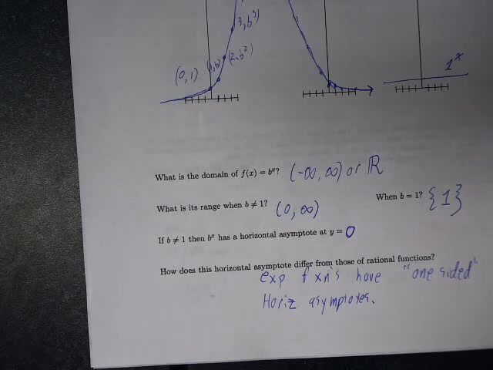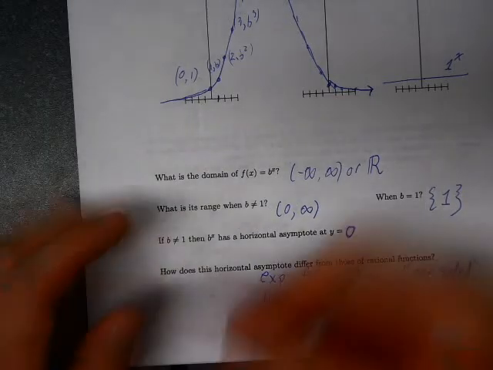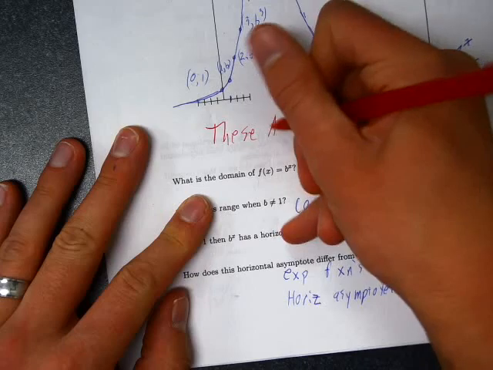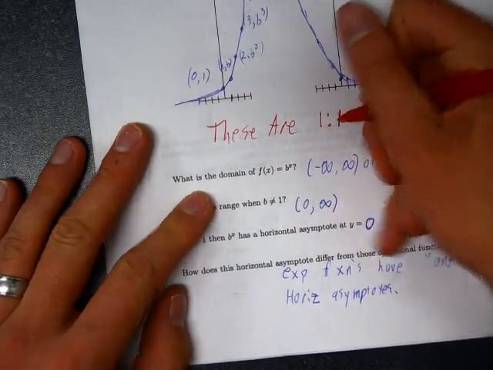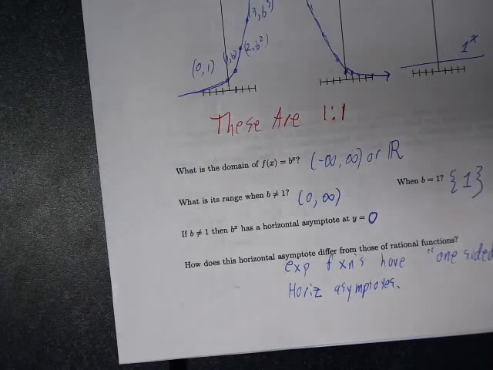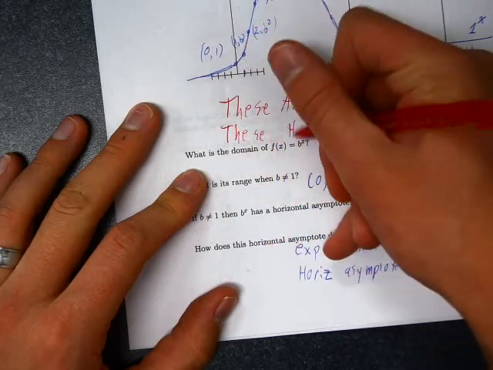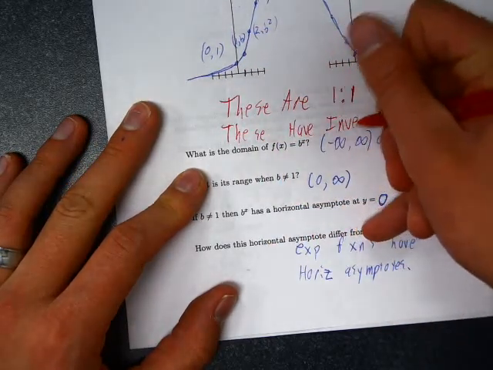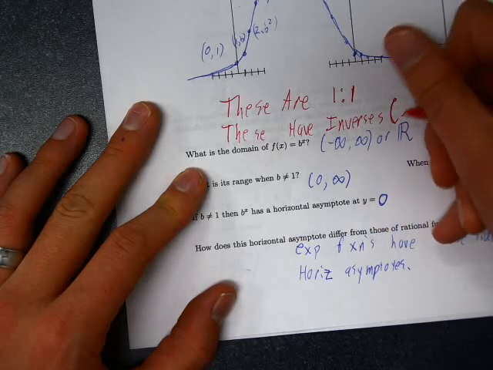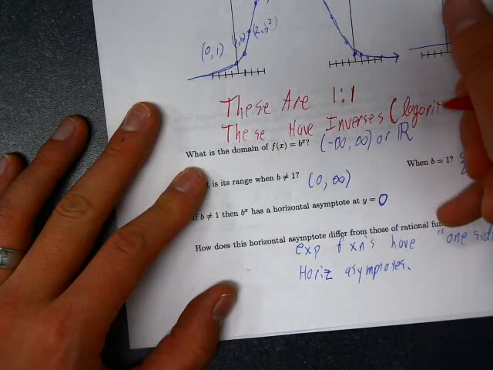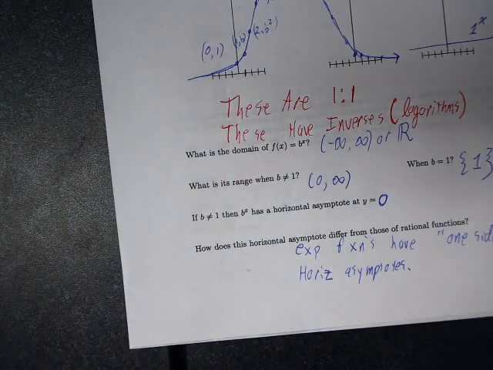Any questions about just graphical things involving exponential functions? Oh, maybe I'll check one more thing. Look at those graphs. Are those graphs of one-to-one functions? They pass the horizontal line test. And maybe I'll say one more thing. What do you know about one-to-one functions? They have inverses. And those inverses are called logarithms.